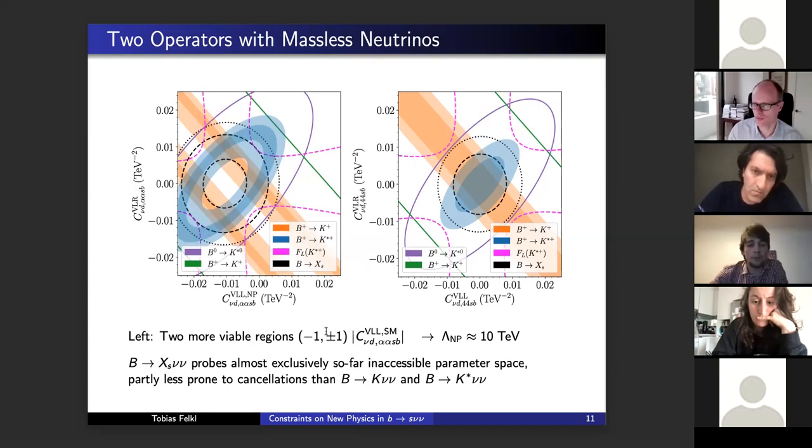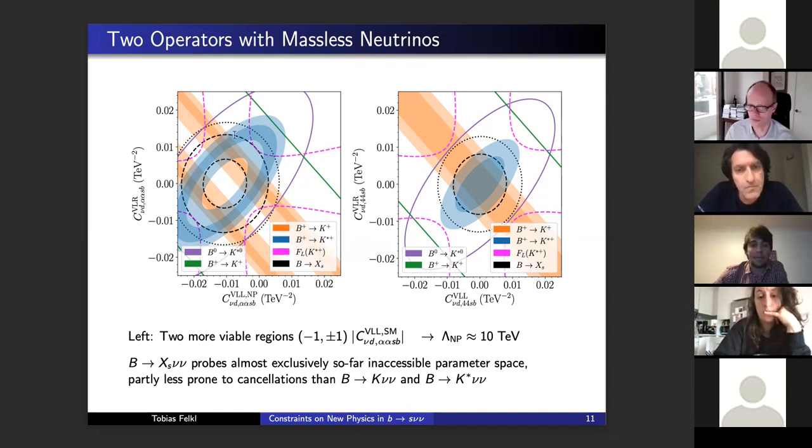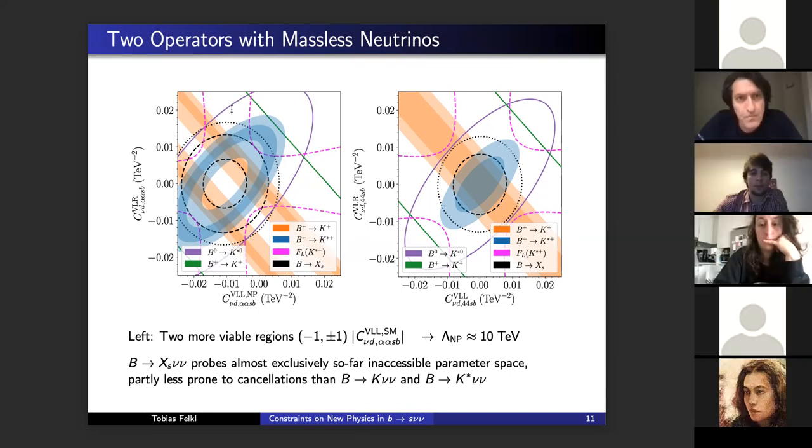So I've been talking about B2K and B2K star a lot, but I would also like to draw your attention to the inclusive mode, indicated by the black lines here, which already under the quite conservative assumption of an uncertainty of 50% can be expected to probe almost exclusively parameter space which has been inaccessible so far. So we always land within the region indicated by the solid lines. And depending on where you are in parameter space, it is less prone to cancellation than B2K and B2K star are.